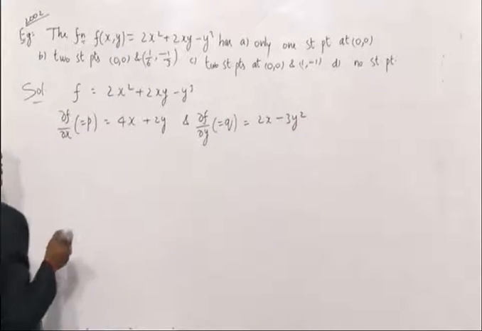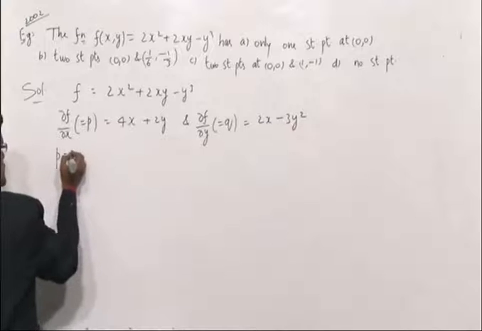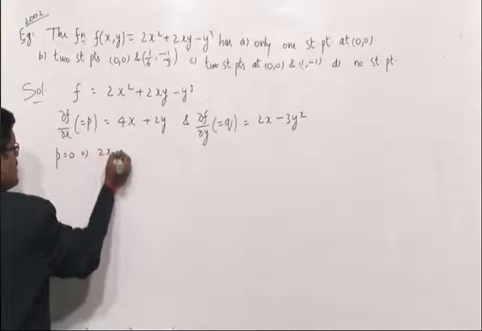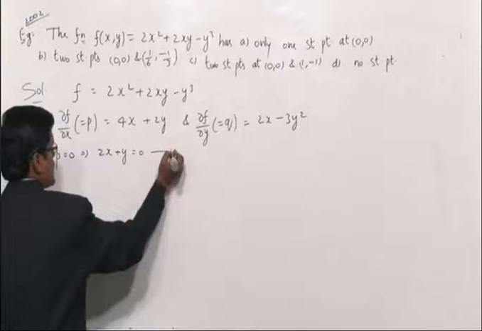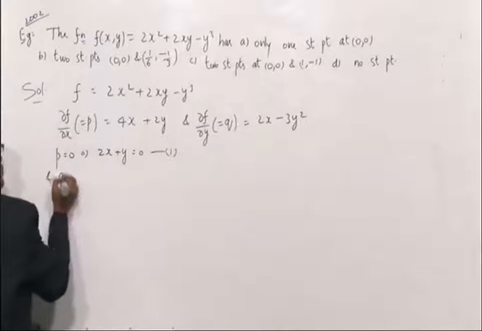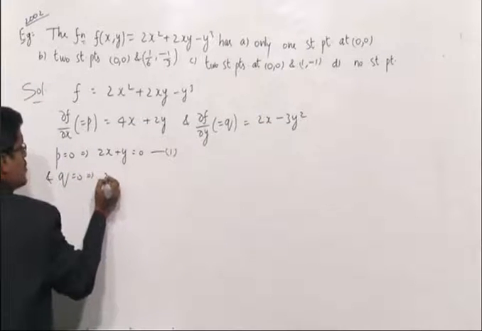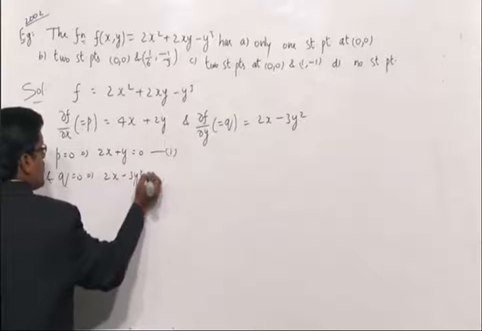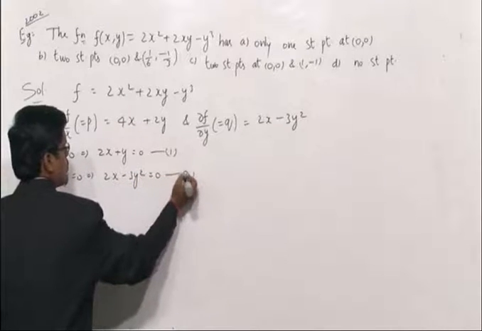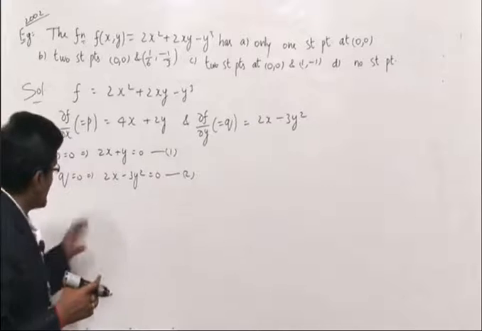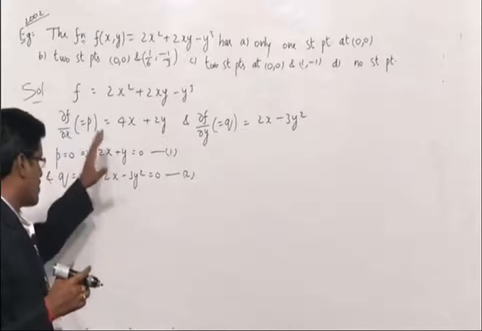Now equate to 0. P is equal to 0 implies, taking common 2, 2x plus y is equal to 0, let us say equation 1. And q is equal to 0 implies 2x minus 3y square, nothing to simplify in this equation 2. So you have to get x and y values after solving.